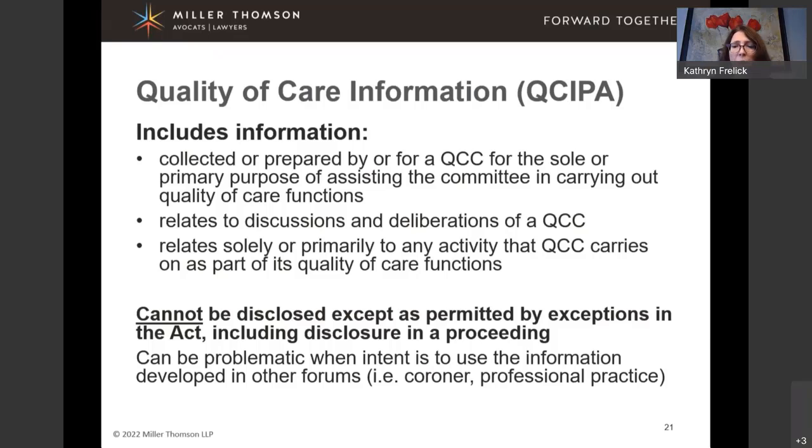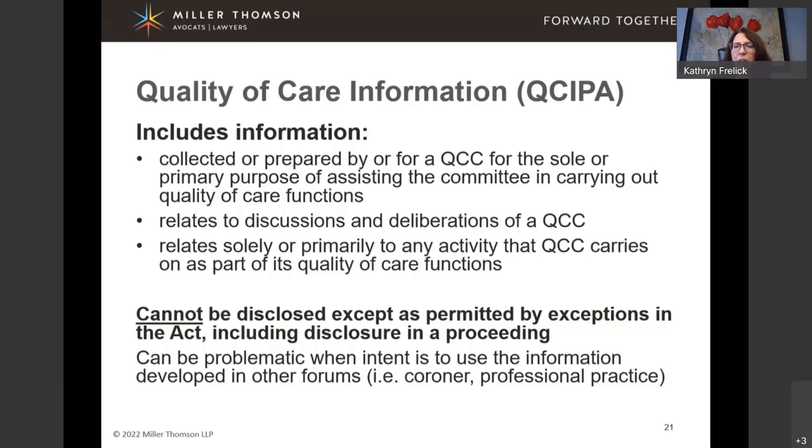The one hallmark of QSIPA is there is a prohibition against quality of care information being disclosed except as permitted by the exceptions under the Act, and that includes disclosure in a proceeding. So there's almost an absolute protection for quality of care information, except for disclosure to the individual.